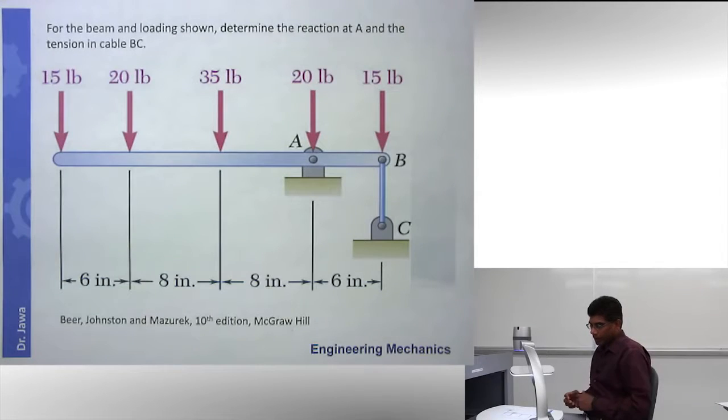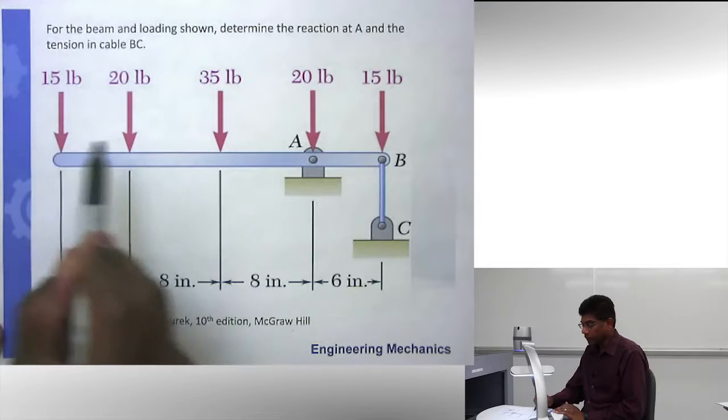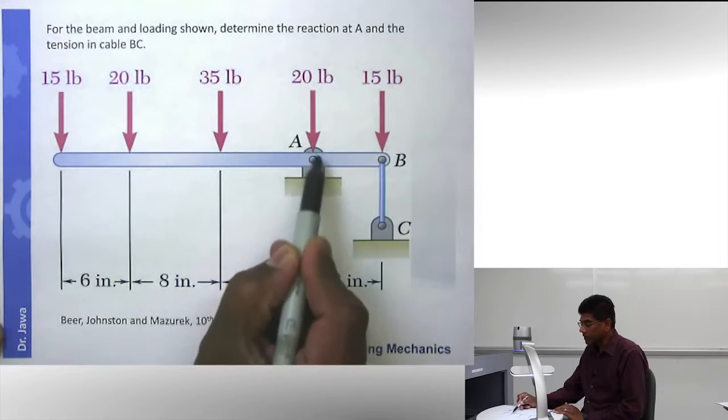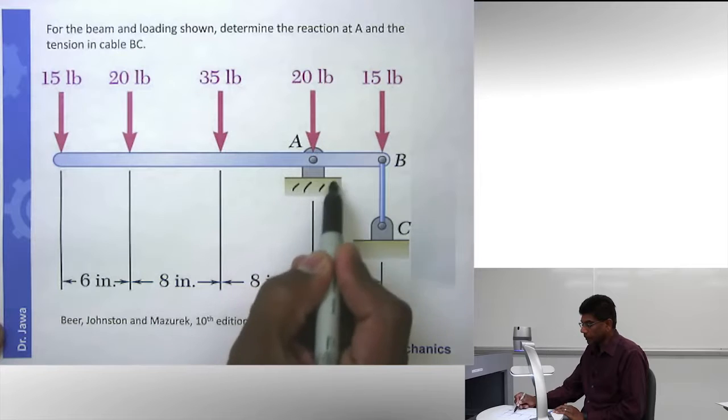All right. Here is a problem. This problem is taken from the popular Beer and Johnston text, 10th edition. Simple problem. And let's take a closer look at the problem. We have a beam. We have a few applied external loads. And the beam is supported here by a pin joint. And you can recognize the pin here. And this is your ground.